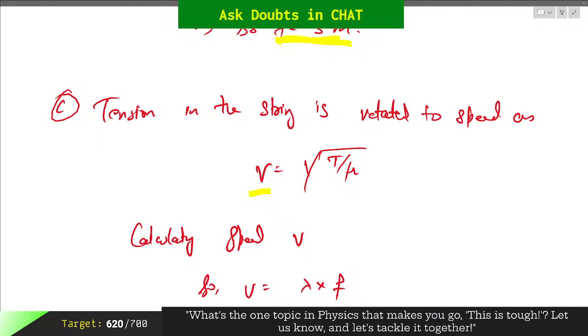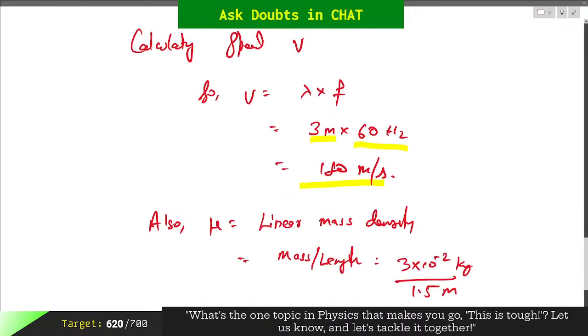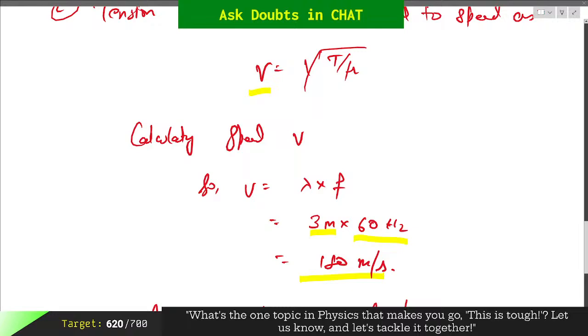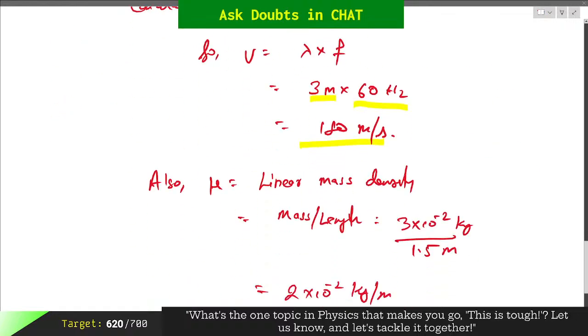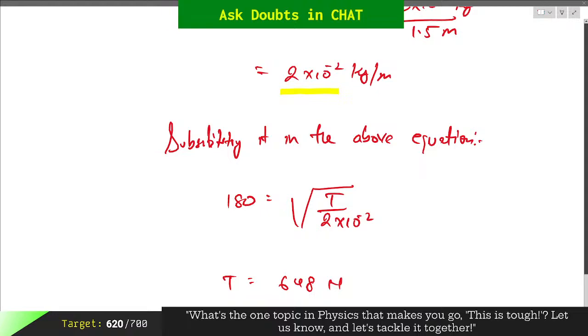Now the third question is, determine tension in the string. We can use the formula for the speed of the wave in the string, which is given by the square root of tension divided by linear mass density. Here T is the tension, and the speed of the wave is the product of wavelength times the frequency. Using this we can get the tension, and that would be equal to 648 Newton. Let's move to the next question. If you have any doubts, you can ask in the chat section.